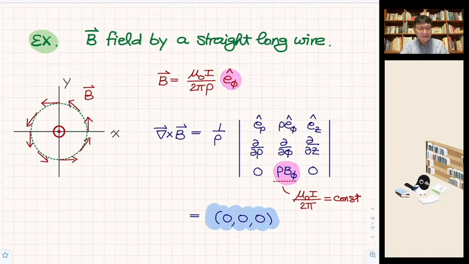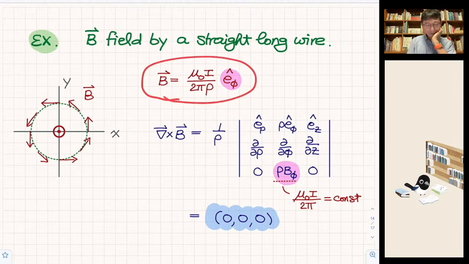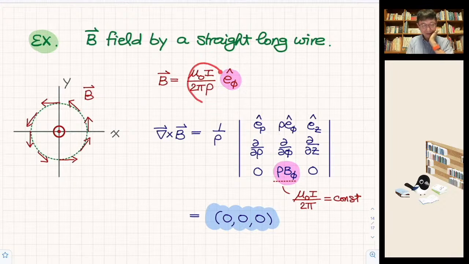Here I'm going to show you a slightly different way. Even though that calculation is simple and straightforward, maybe you just want to try out the curl calculation. Why not? Let's do that. So what is the B field? Well, the B field is cute. The B field is mu I divided by 2 pi rho, but now it's in the e phi direction. By now, you should be able to write down the curl formula in cylindrical coordinates as for the electric field. In fact, you just copy that calculation here.